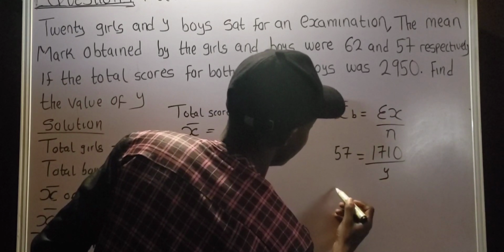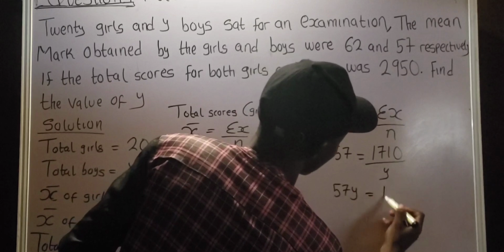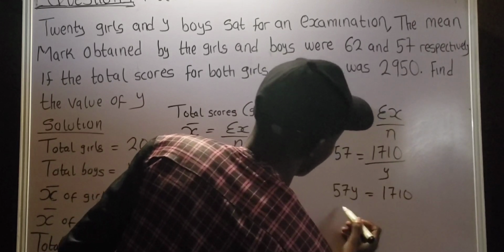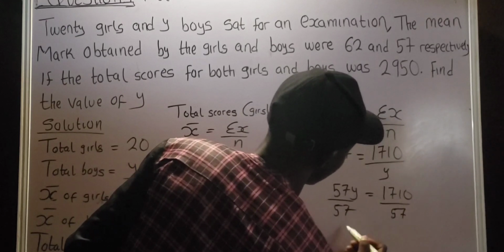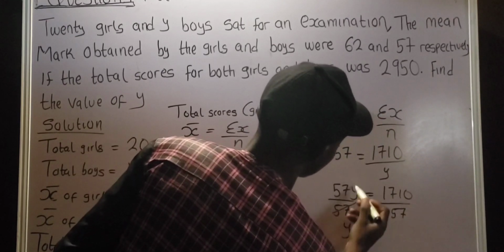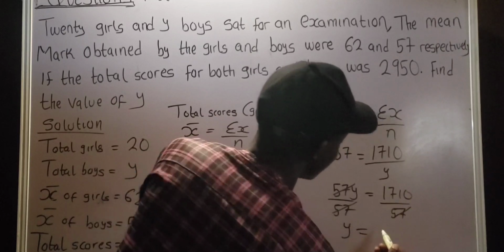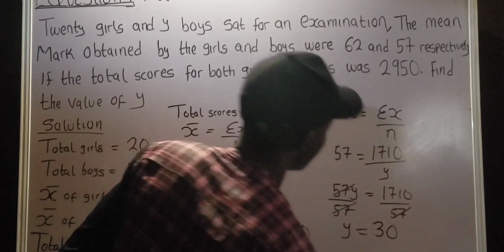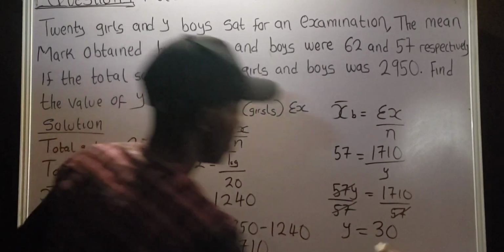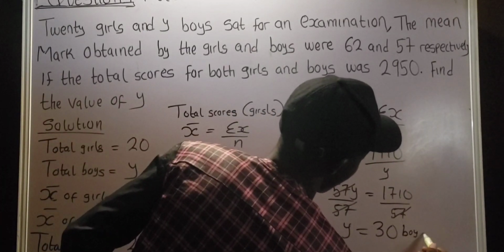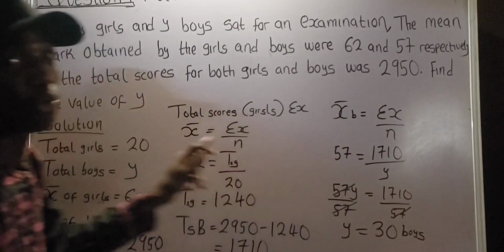So what is the value of y? If you cross multiply, 57y is equal to 1710. Divide both sides by 57. This will cancel this, and this will cancel this. So y is equal to 30. So the total number of boys, which is the value of y, is 30 boys. So in that examination, we have 20 girls and 30 boys.